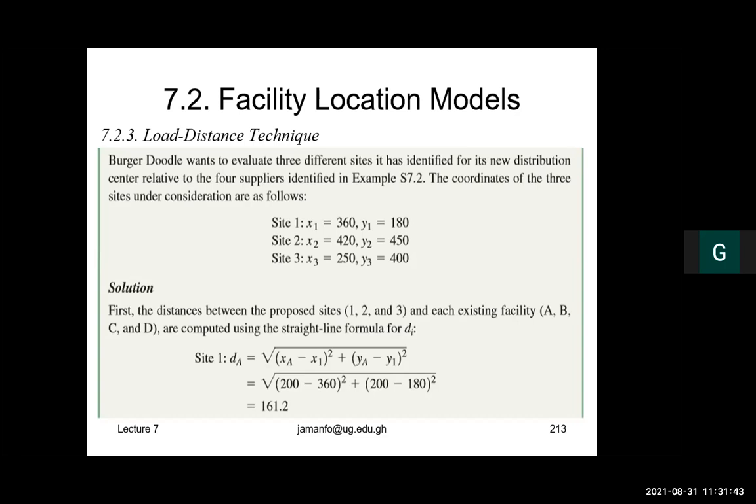And the solution is first the distance between the proposed. Okay, don't read the solution, sorry. Yes, please. You see, this one is a long process, but we still have to teach you.